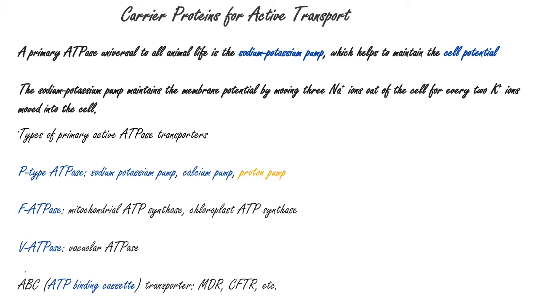Another example is the ABC transporter, that is ATP binding cassette. The most striking examples of ABC transporters are MDR and CFTR. Now the second is secondary active transport.